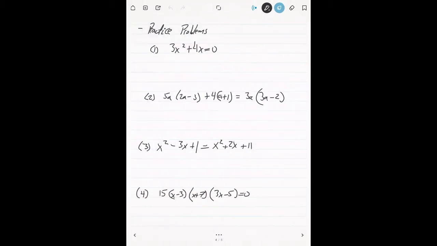Let's go ahead and try this zero product property out on a couple different polynomials. First up, we have this expression. Is it a quadratic equation? The 3x squared plus the 4x, is that expression a quadratic? Well, hopefully you're saying, yes, in fact it is.